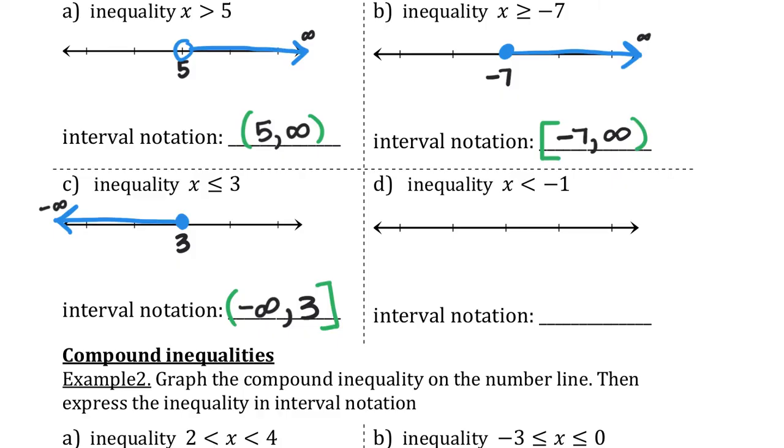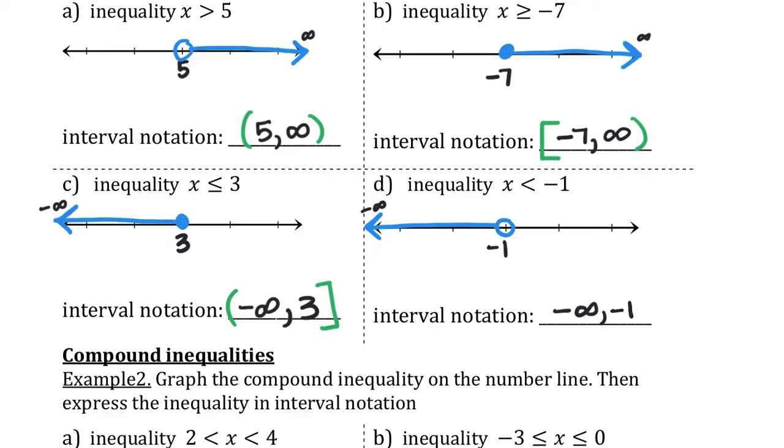Let's try D. It says x is less than negative 1. Open circle because it doesn't equal the negative 1. To the left because it's the numbers lower than negative 1. Now for interval notation, I want to go from lowest to highest. The lowest shaded value is this left arrow, which we represent with negative infinity because it's going forever in the negative direction. And then it's shaded until I get to negative 1.